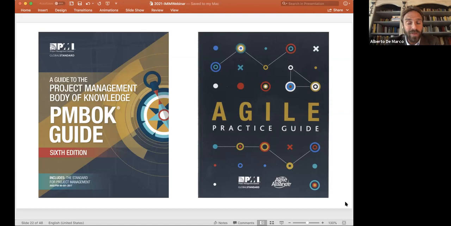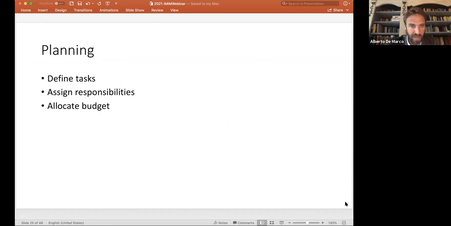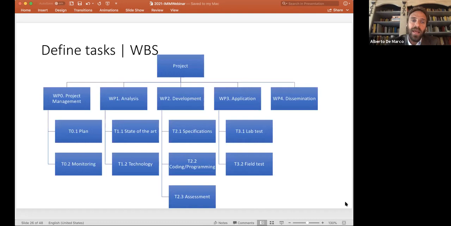So in a waterfall process, traditionally, this is the process that I was mentioning. The PMBOK book would tell you, you first initiate a project, you create what we call a project charter. The project charter is something that gets approval from the board of directors or the client to get the money to execute a project. Then you can plan, execute, and then if the project doesn't go according to plans, you can reschedule, right, until the project is closed. This traditional process requires defining the tasks required to accomplish the project, assigning responsibilities, and allocating budgets. And this is an example of what we're used to using, the work breakdown structures.